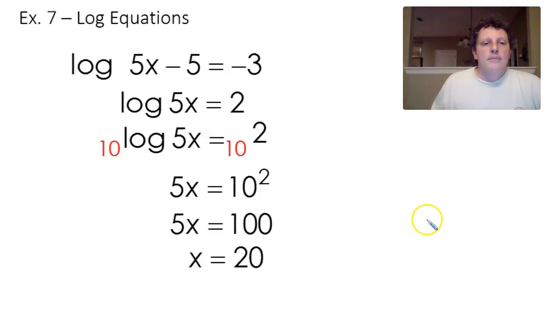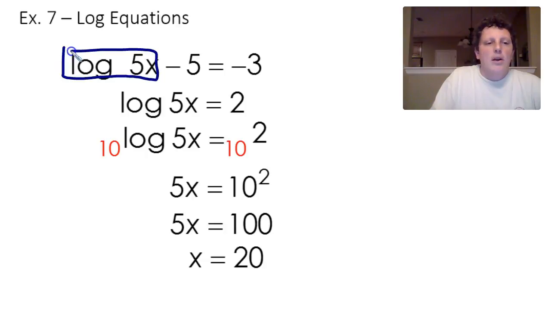Example 7. When we talk about isolating the base, in this case we're talking about isolating the logarithm. And this logarithm has an understood base of 10. So this minus 5 that's not part of the log has to go, and I get rid of it by adding 5 on both sides of the equal sign. Once I've added 5 on both sides of the equal sign, I now have log of 5x equals 2.